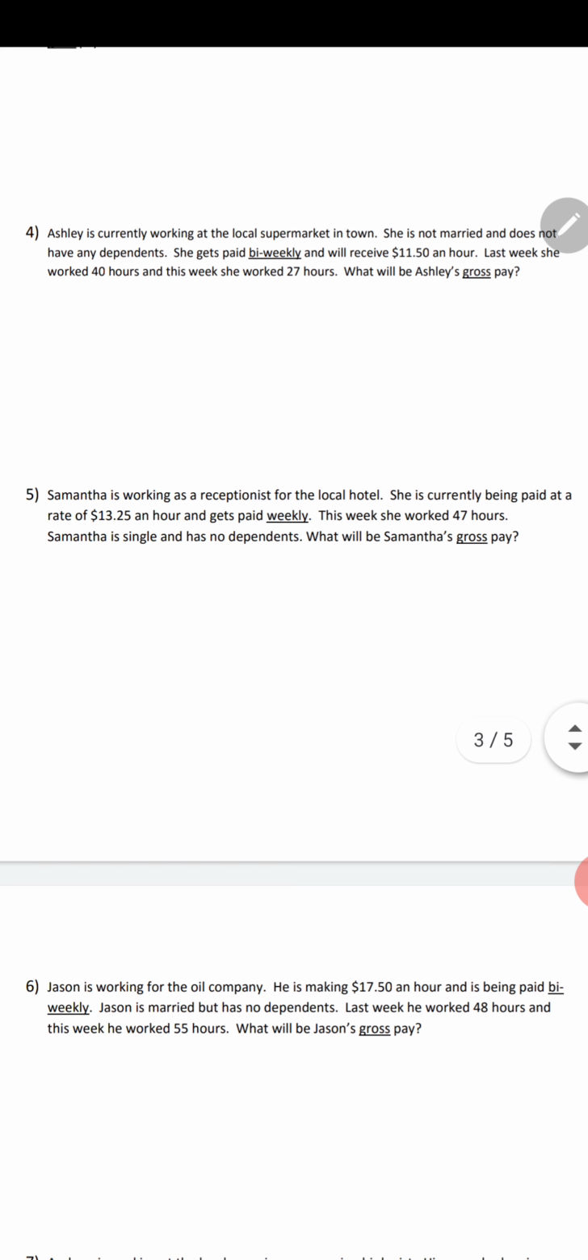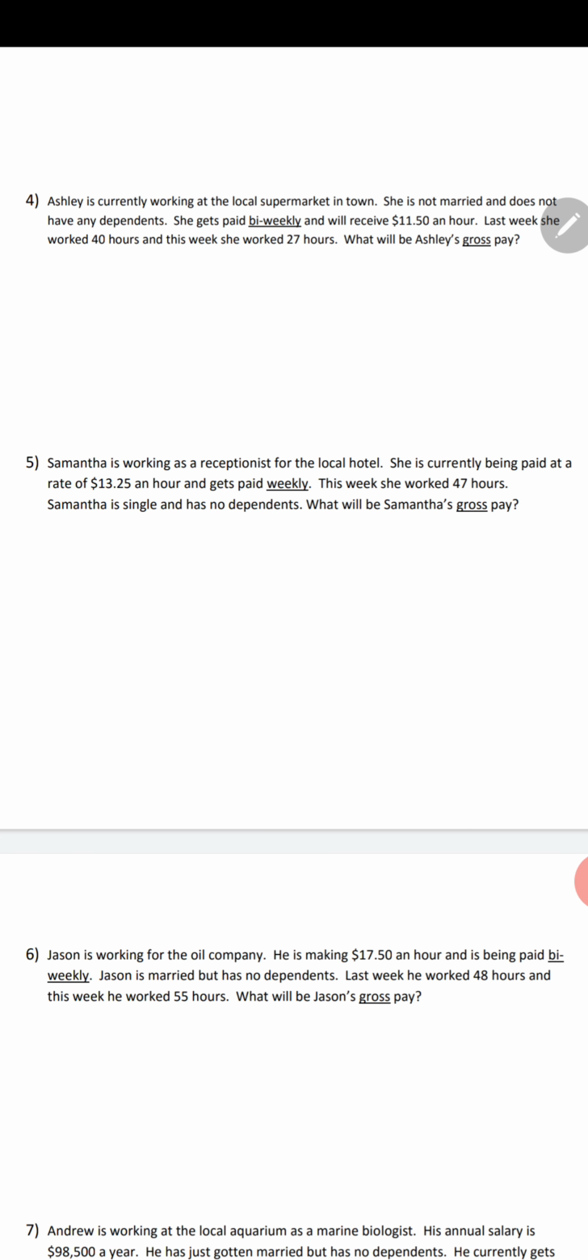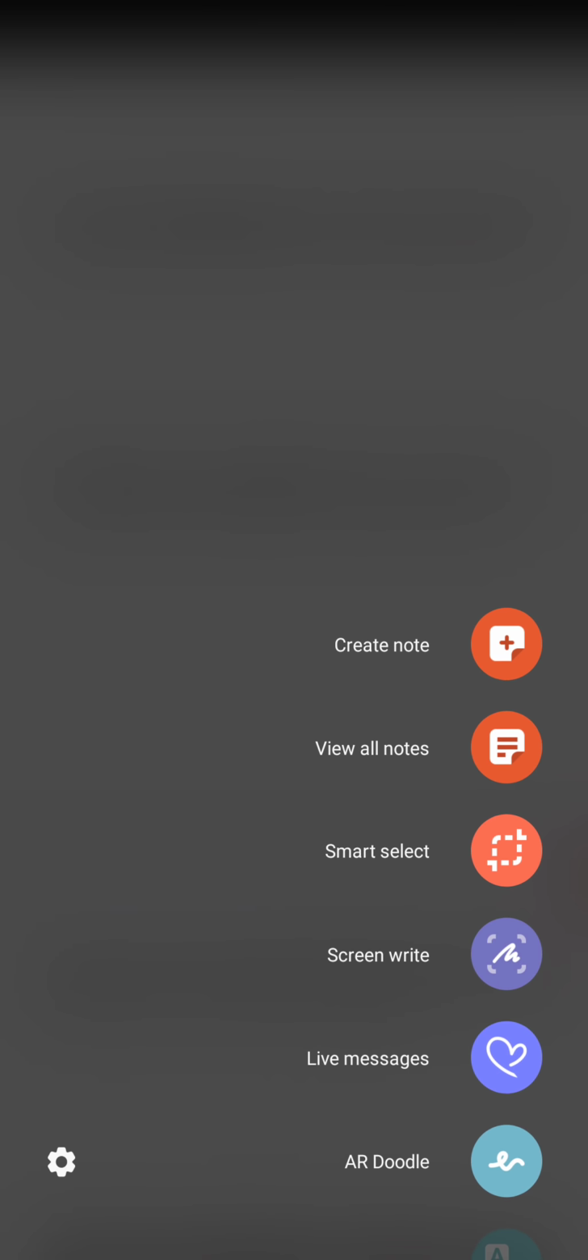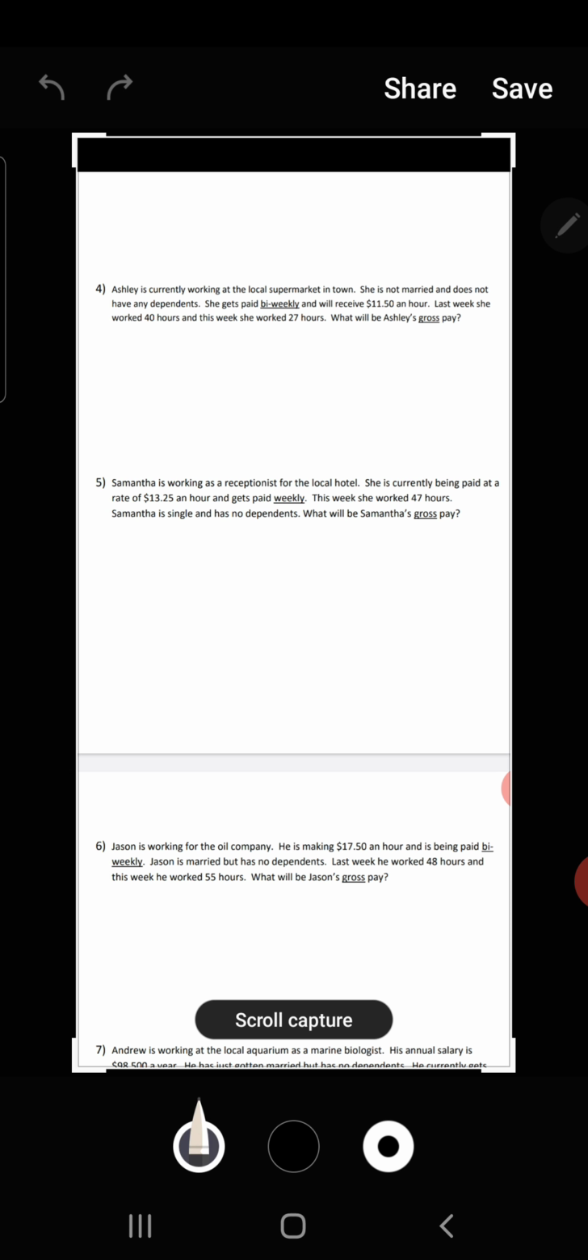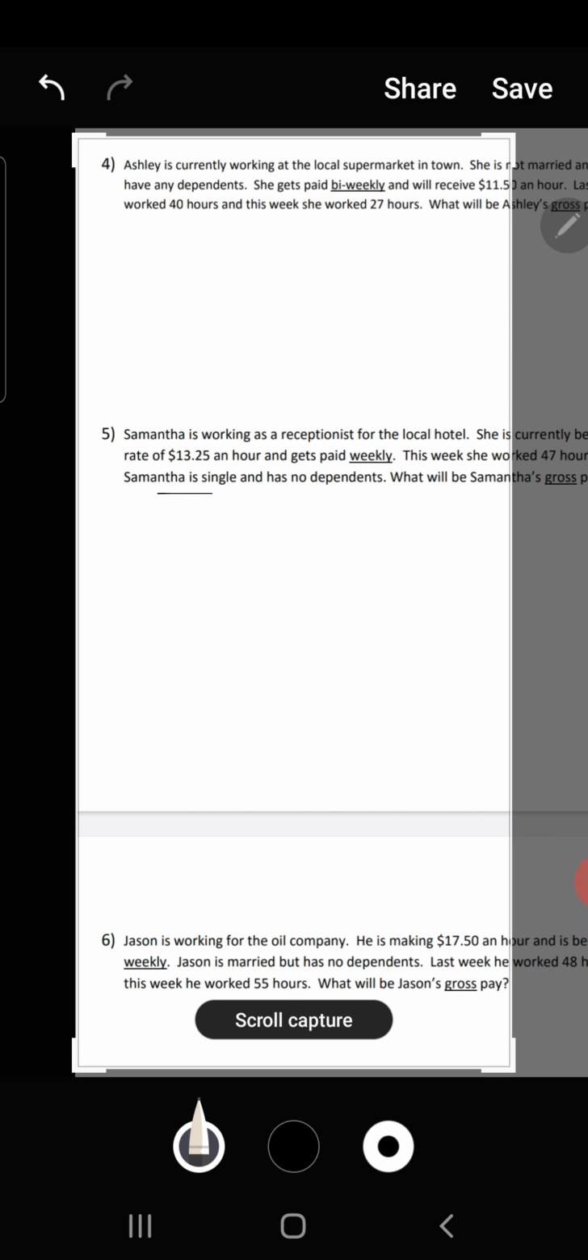Samantha is working as a receptionist for the local hotel. She is currently being paid at a rate of $13.25 an hour and gets paid weekly. This week, she worked 47 hours. Samantha is single and has no dependents. What will be Samantha's gross pay? Well, this one's a little bit different than the others because she did work more than 40 hours this week. Hold up one second. We can see that she worked 47 hours.